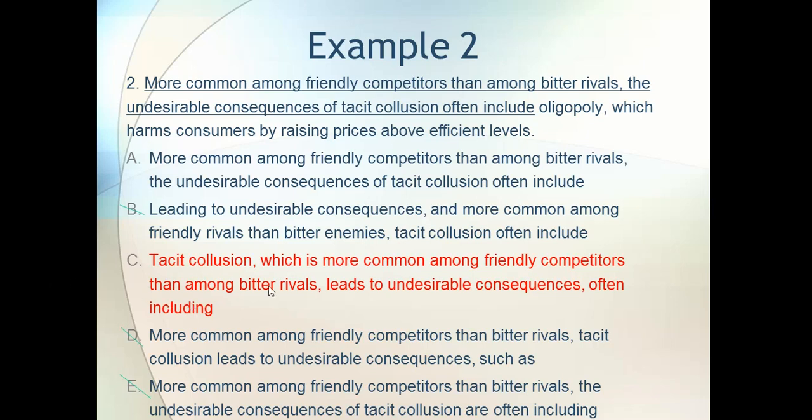All right, now let's just check out C just out of curiosity to make sure that indeed it's the correct one. If you're into grammar, tacit collusion, comma, which is more common among friendly competitors than among bitter rivals, obviously correct, right? Among friendly competitors than among bitter rivals, leads to undesirable consequences. So, which leads to undesirable consequences? If we look at the main sentence, tacit collusion, which is your subject here, leads to undesirable consequences, often including oligopoly, which harms consumers by raising prices above efficient levels. Alrighty? Okay, so there you go.